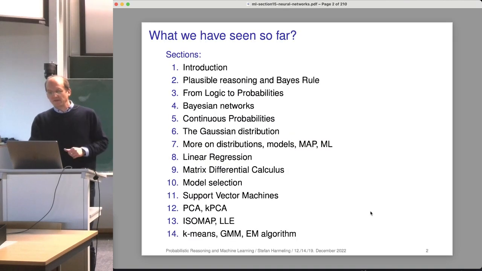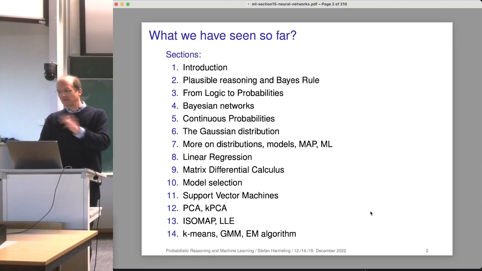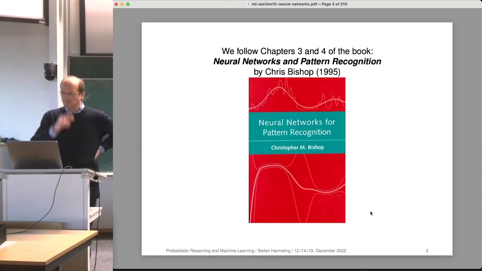So we looked at many things. Let's forget about the overview. Let's get started right away. I'm following the following book. There's a really nice book, Neural Networks for Pattern Recognition, from Chris Bishop. And I'm basically following chapters 3 and 4.